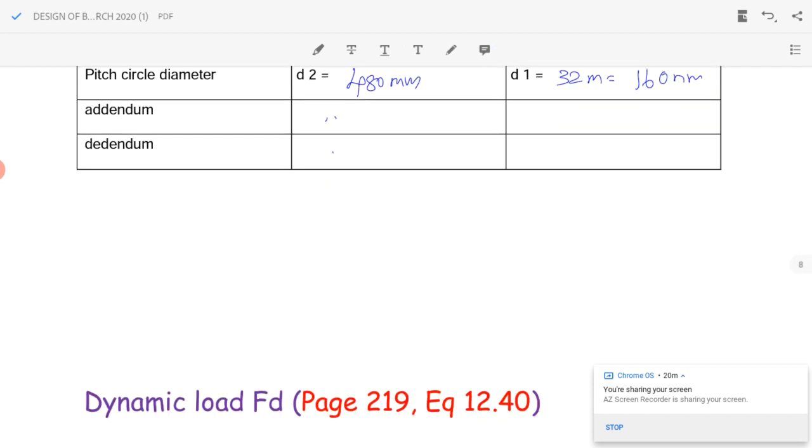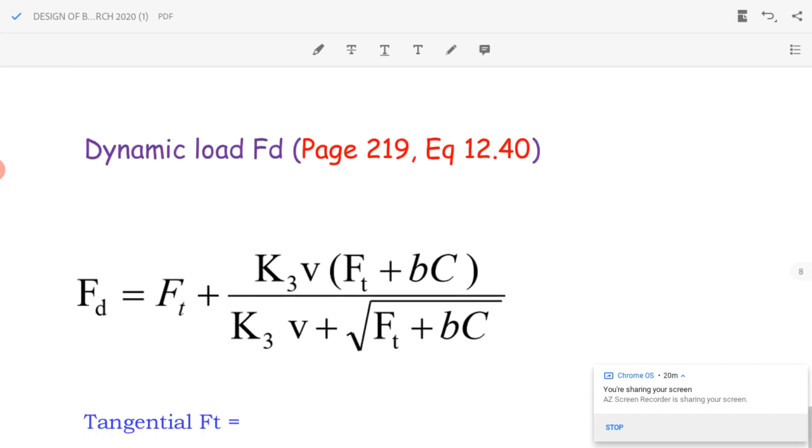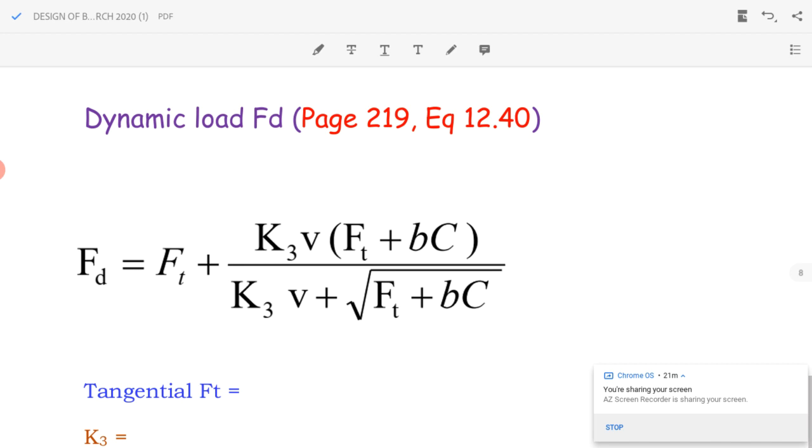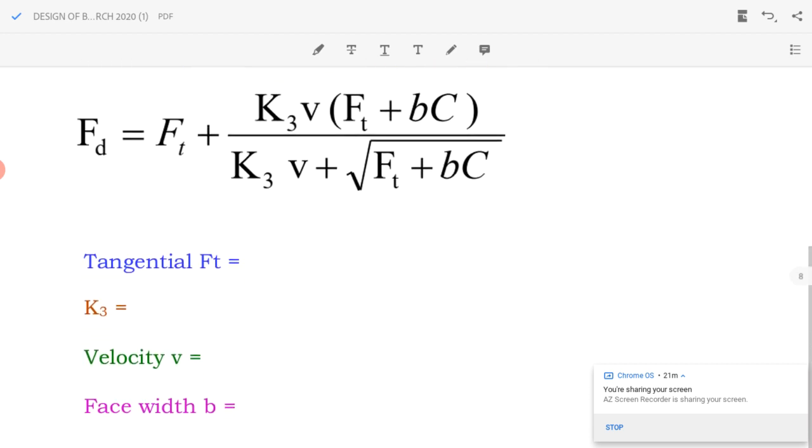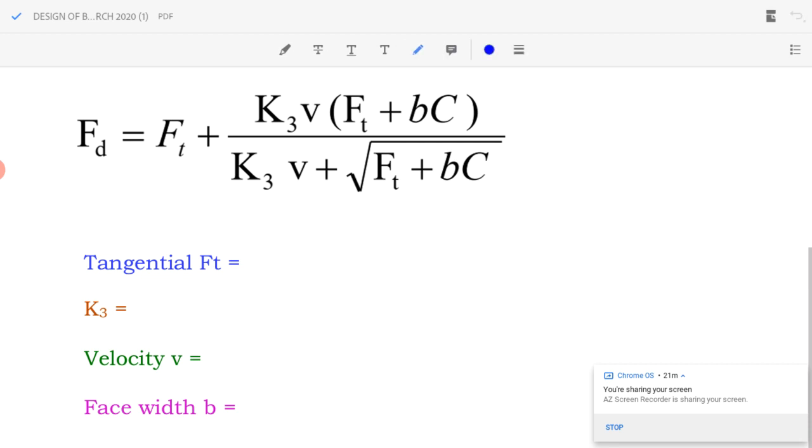Okay. Then we can find the dynamic load. Here, FT equal to 2 MT by D. We have already found those values. See this equation. Here, some of the terms are known. First we will find FT. FT equal to 2 MT by D1. MT is known, D1 is known. We will get 947 Newtons. K3 equal to 20.67.